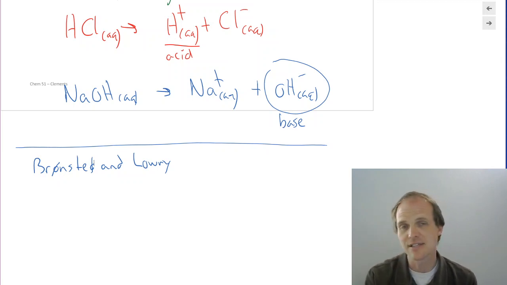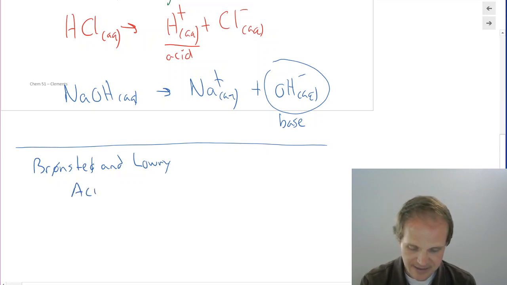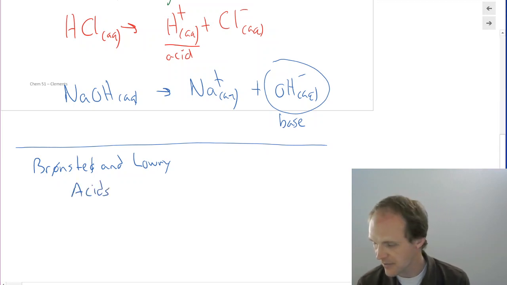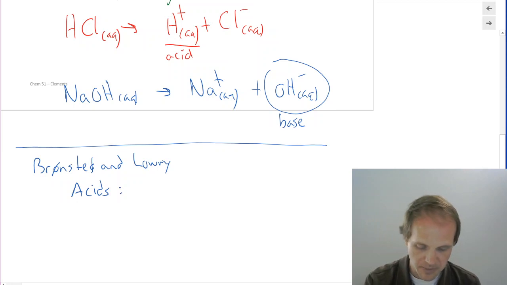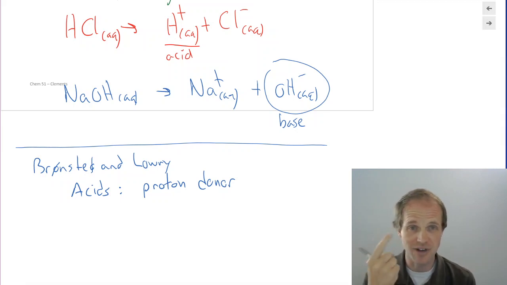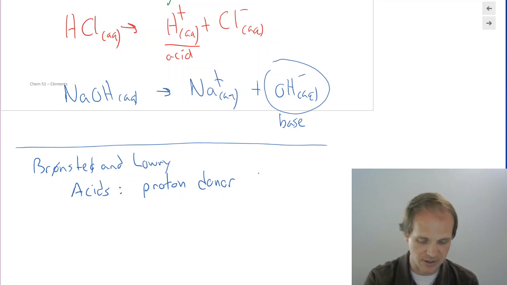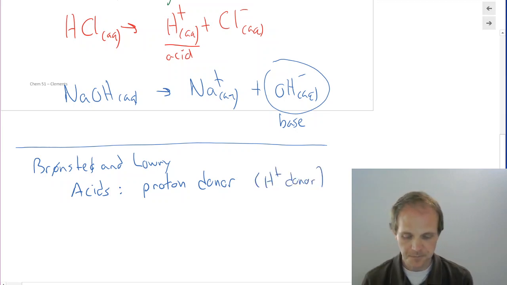What this definition does is it allows for a kind of wider range. So acids are very, very similar, but we say this. We say they are a proton donor. You're like, protons? Where'd you come up with protons? Remember, what is H+? Hydrogen has one electron and one proton. And if you take away that electron, what's left? A proton. And so when we say proton donor, we are also saying H+ donor.